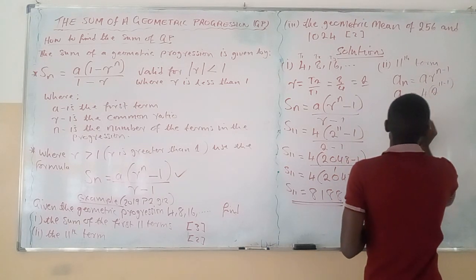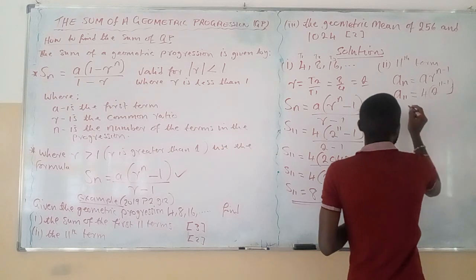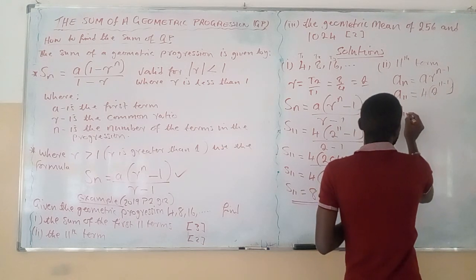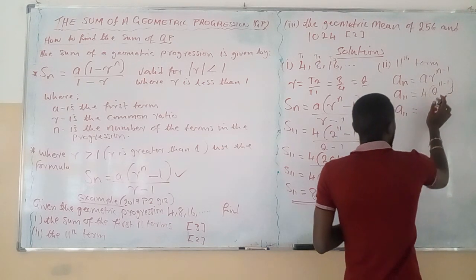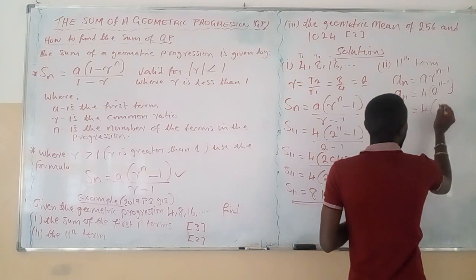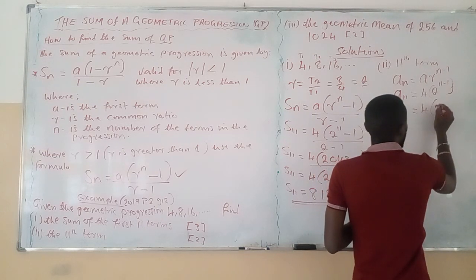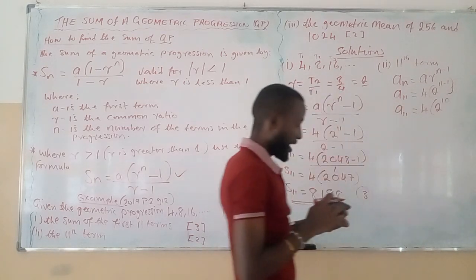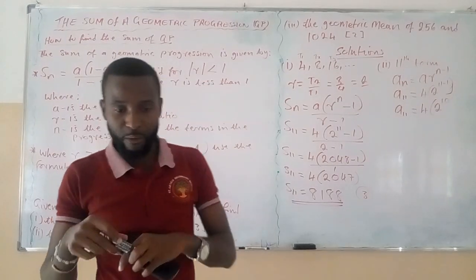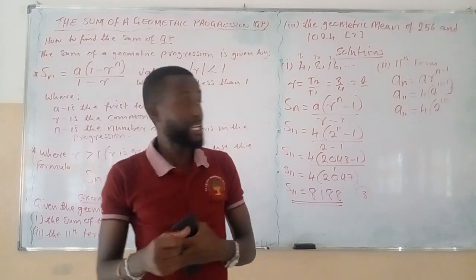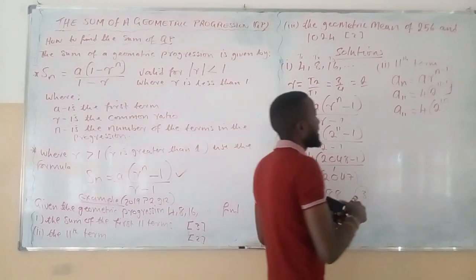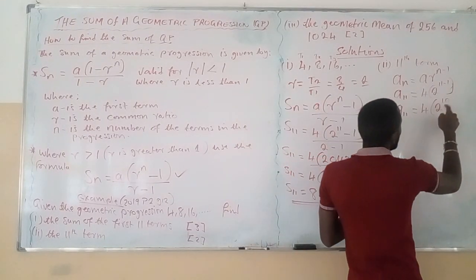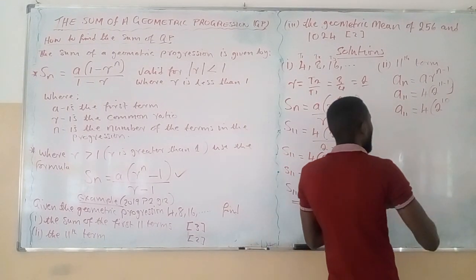Okay, 11 minus 1. We close the brackets. Therefore, we have the 11th term is equal to 4 multiplied by 2 to the power 10. We have 11 minus 1, which is 10. Good. So it simply means that this 2 is multiplied 10 times.